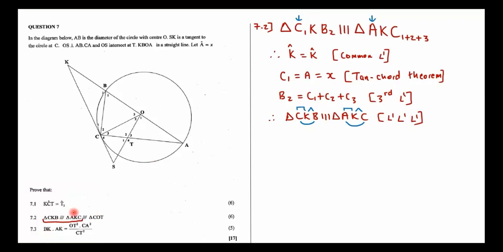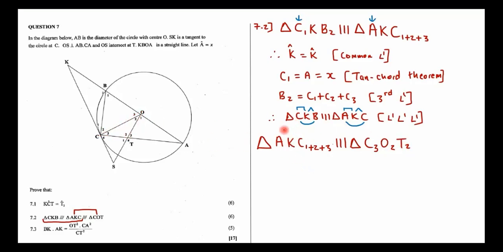So we're going to look into the second part. So what's the second part? AKC and COT. So now I'm going to say it now. Triangle AKC. Remember AKC was A, K, and C1 plus 2 plus 3. Now this is similar to COT. Now this is where COT is, right? So it means triangle C, it is C3 there, O, it is O2 there, T, it is T2 there.